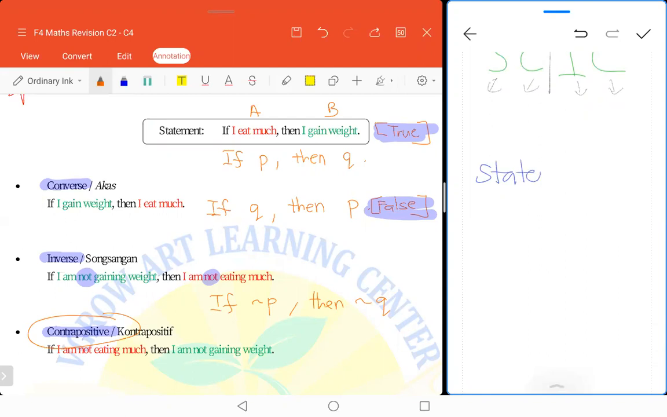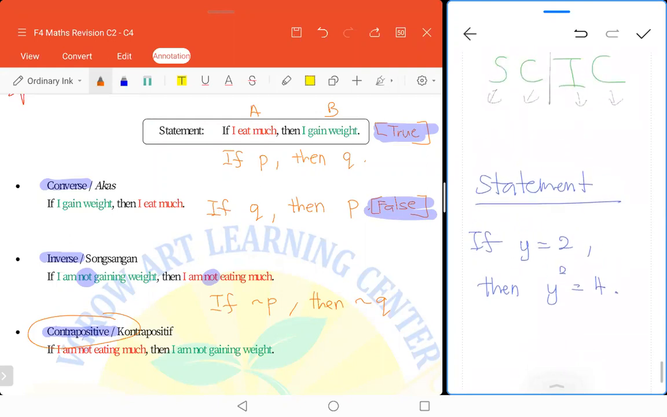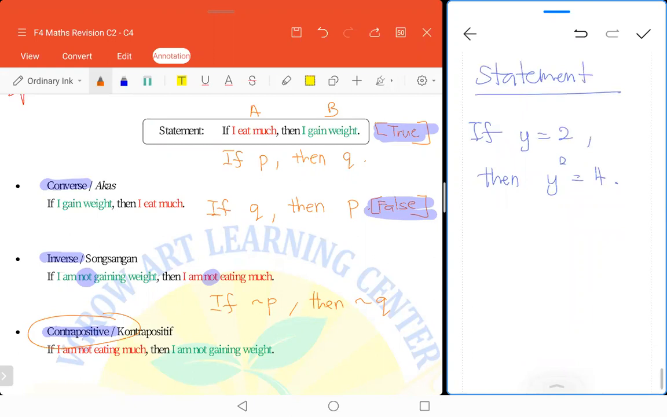Statement: if y equal to 2, then y square equal to 4. This is a statement. So based on SC, I see SC, C first. Converse. What would be your answer? Can you type in the chat box?